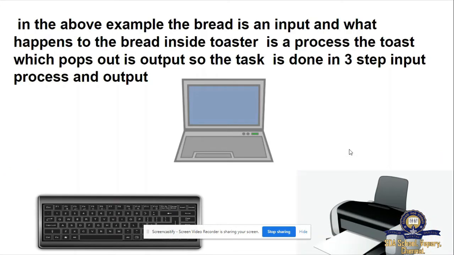The computer works the same way, in three steps. In the above example of the bread toasting process, the bread is the input, and what happens to the bread inside the toaster is the process. The toast which pops out is the output. So the task is done in three steps: input, process, and output.